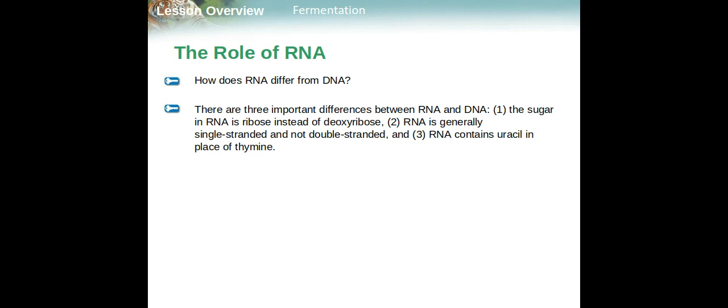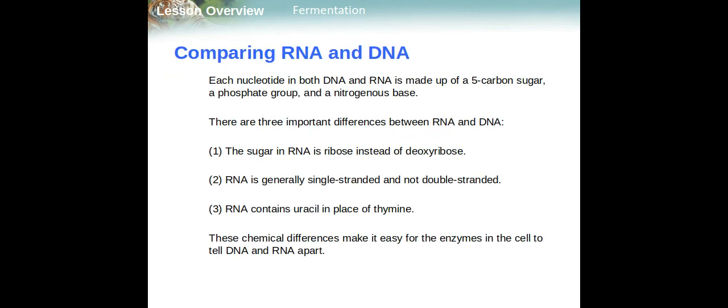So in DNA, we have A, C, G, and T. In RNA, we have A, C, G, and U. Each nucleotide in both DNA and RNA is made up of a 5-carbon sugar, a phosphate group, and a nitrogenous base. There are three important differences between RNA and DNA. We already talked about those.